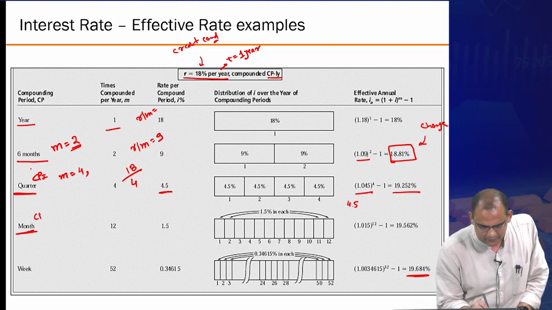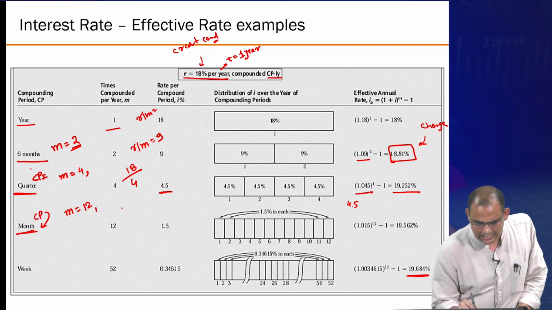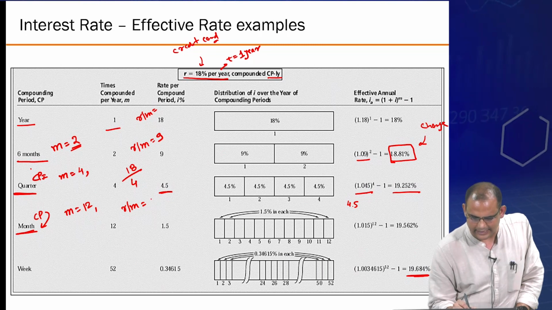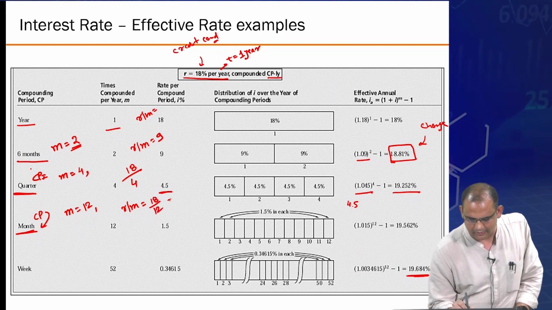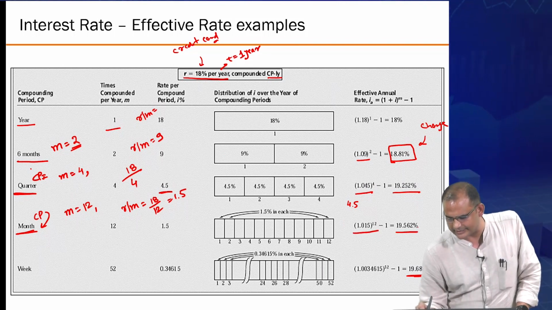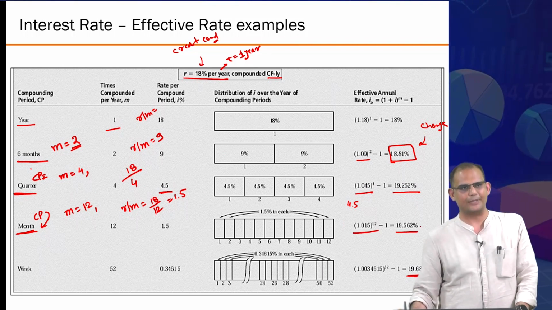When the compounding period is month, M becomes, R by M becomes 18 upon 12. What is 18 upon 12? 1.5. You put the formula here. Your answer comes out to be 19.562%.